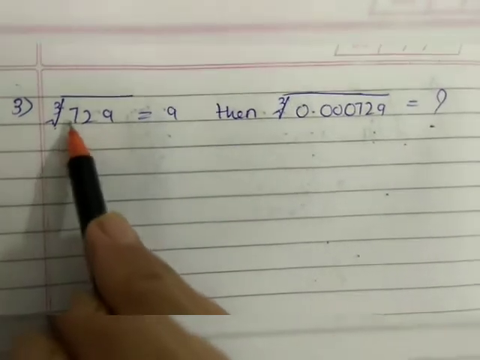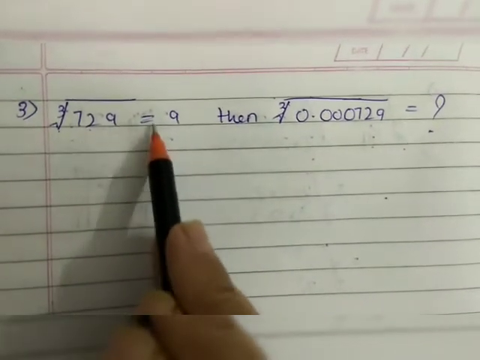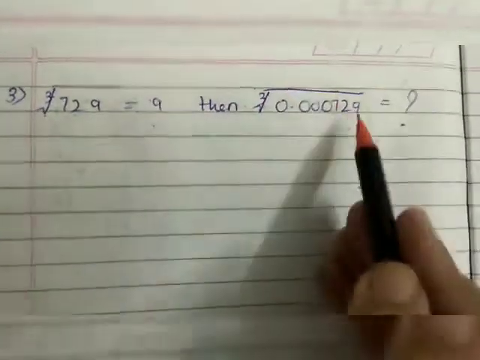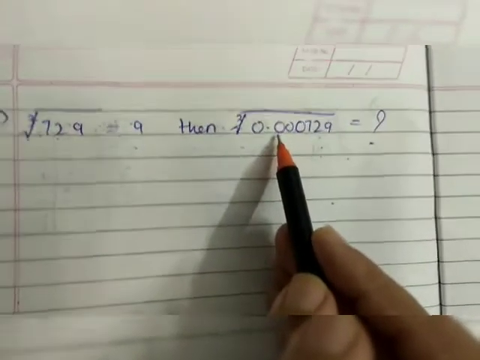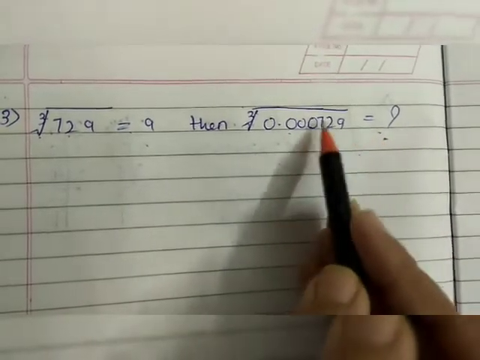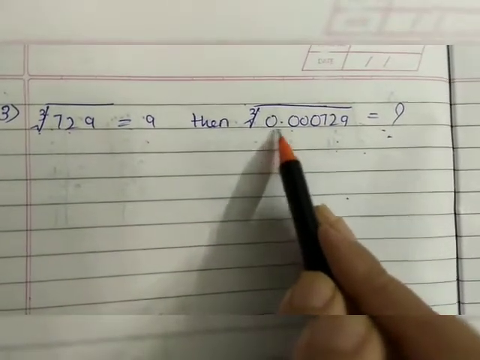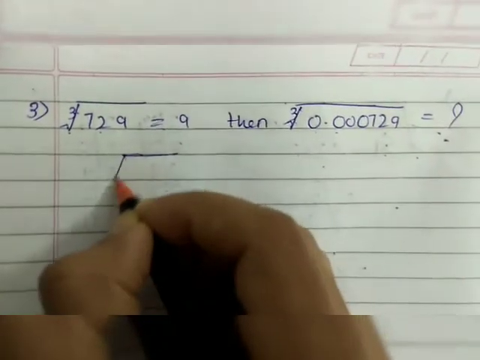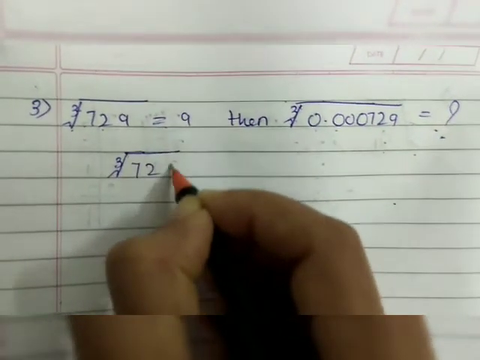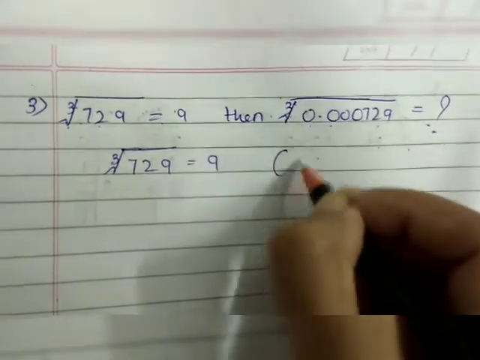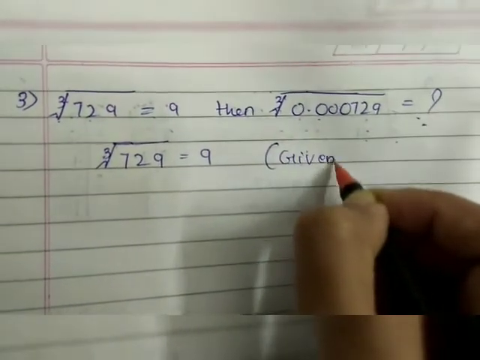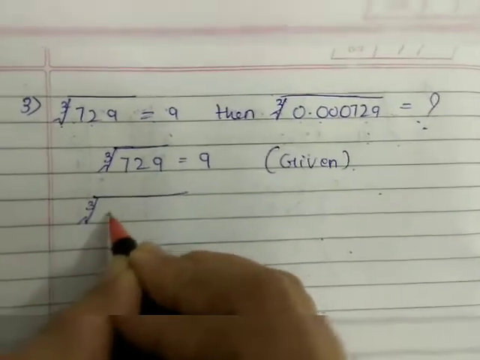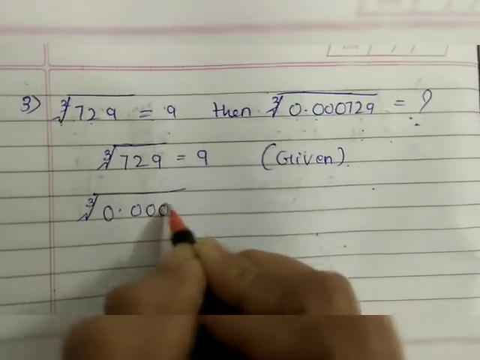Here in this question, the cube root of 729 is already given, that is 9, which will help us in order to find out the answer. And we are supposed to simplify this, find out the value of this, that is cube root of 0.00729. So first let us write down the given information. This is given already, so we'll use this later on in the further step. We'll write down the question asked.